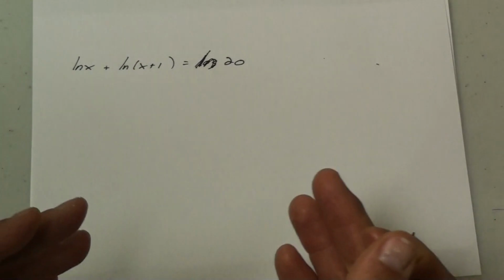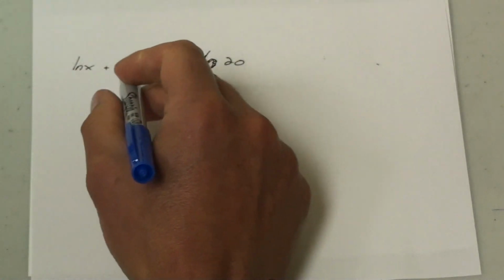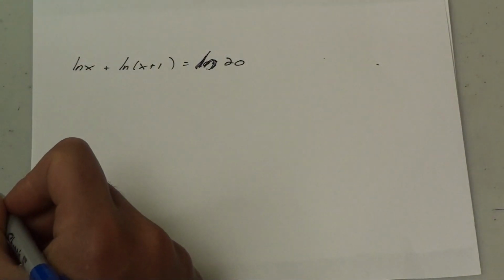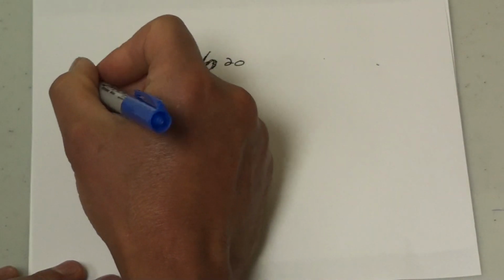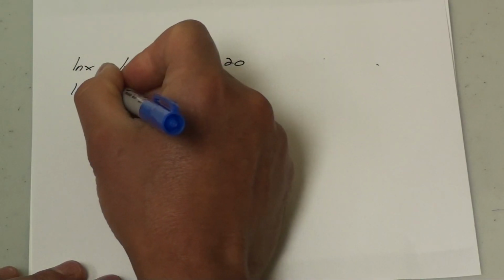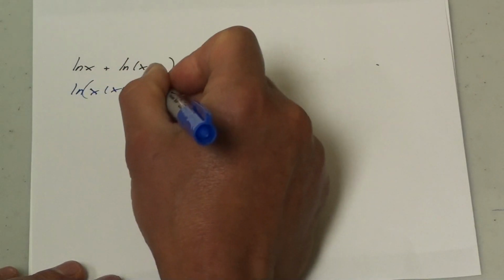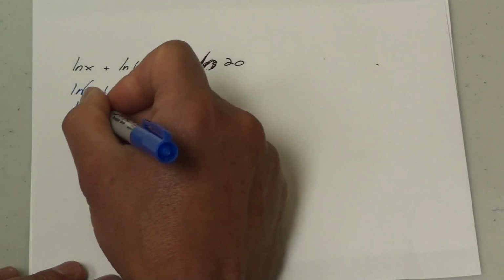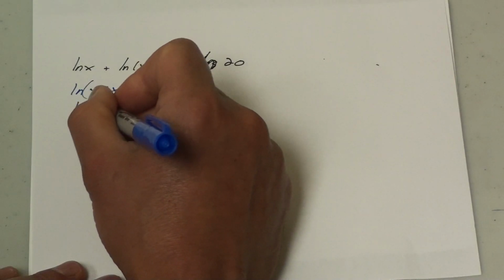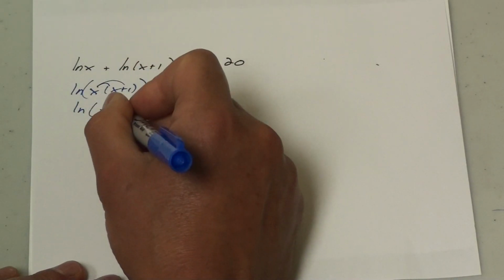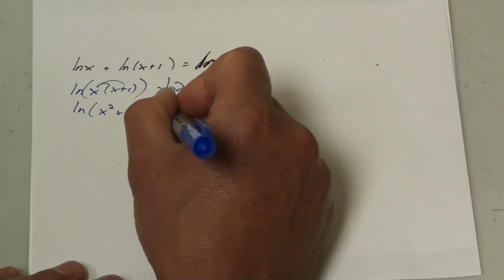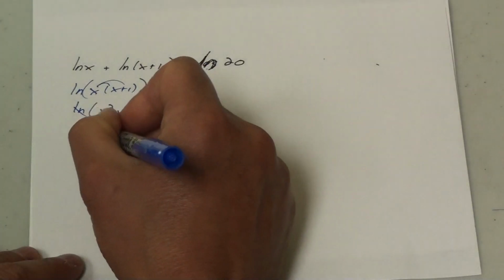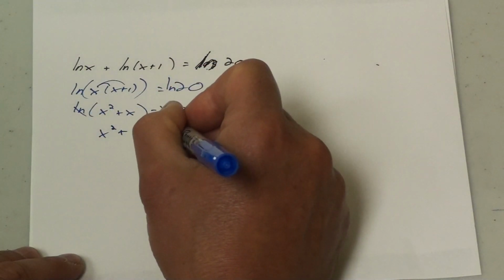Here I have, again, multiple logarithms. Natural log, natural log, natural log. Okay, so the same rules apply. Adding means to multiply. I want to get from 2 logarithms down to 1. Natural log of x times x plus 1 equals natural log of 20. So that's the natural log of x squared plus x equals natural log of 20. Cancel my natural logs out because I got down to 1 on either side.